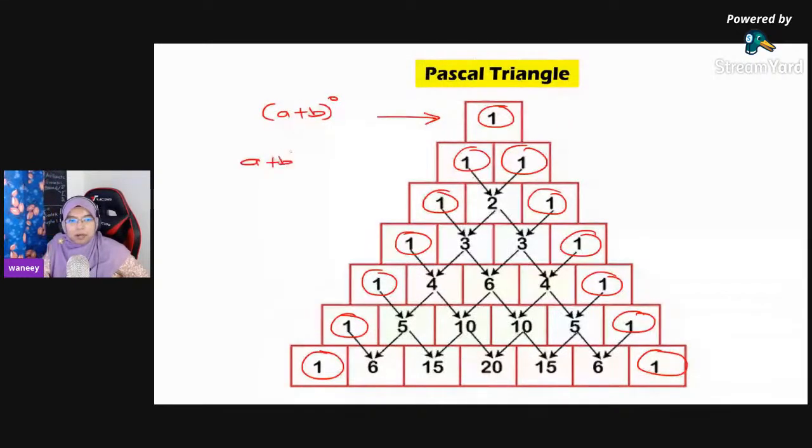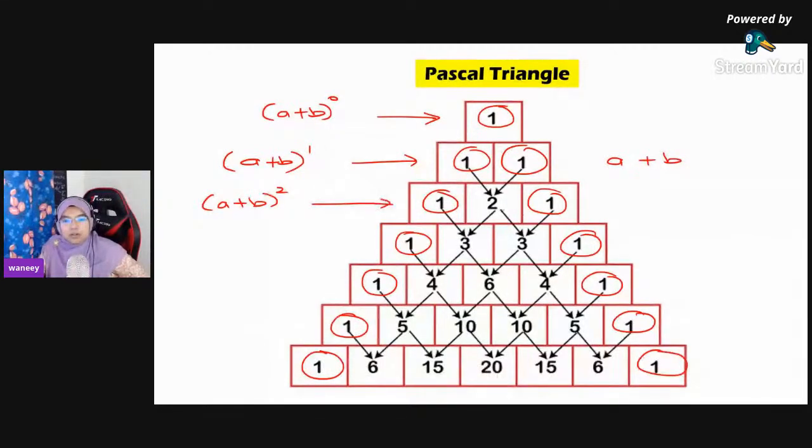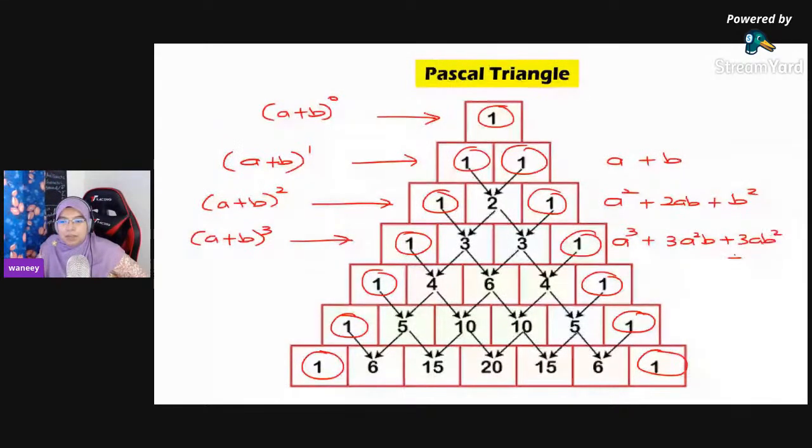(a plus b) to the power of 1. This number is actually the coefficient. So this is a plus b. And then if you have (a plus b) squared, this number is the coefficient. Remember, before this we have a squared, b squared, so right in the middle we actually have 2ab. If we have (a plus b) cubed, based on here, I know that I will have a cubed plus 3a squared b plus 3ab squared plus b cubed. So 4 terms because this is cubed.